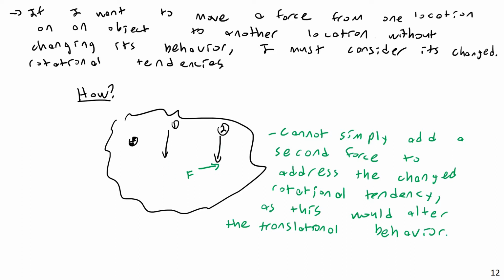If I try to add another force to counteract the change in its rotation, well, then that added force is also going to alter the translation, and my perfect translational balance is now all screwed up. So what I would really like to do is alter just the rotation, because only the rotation has a problem when I move a force from one location to another. Is there some way I can do that?